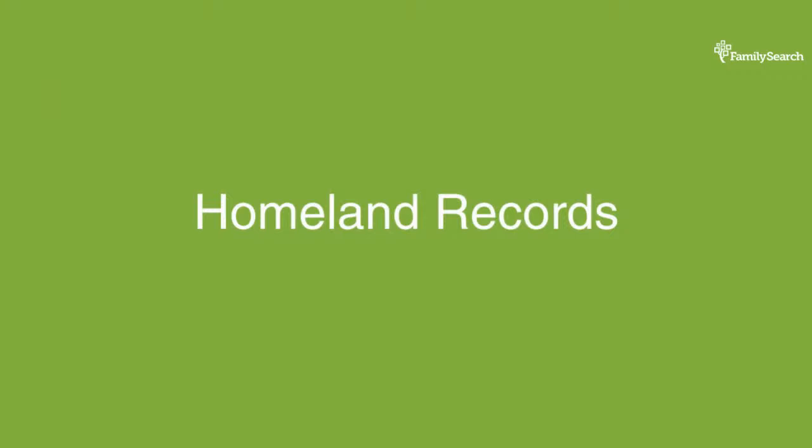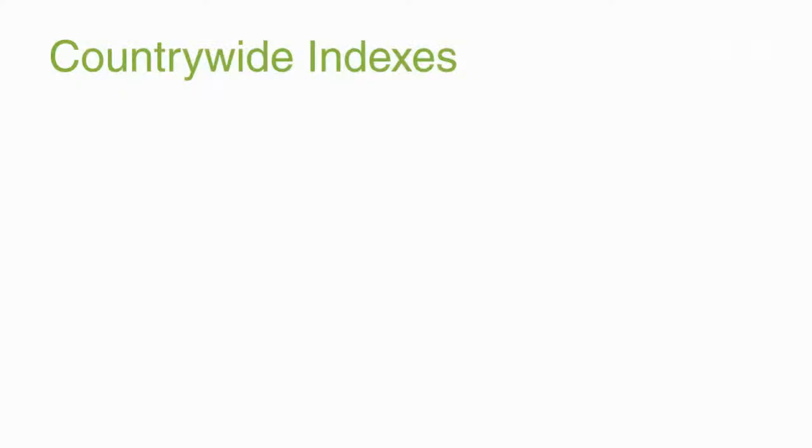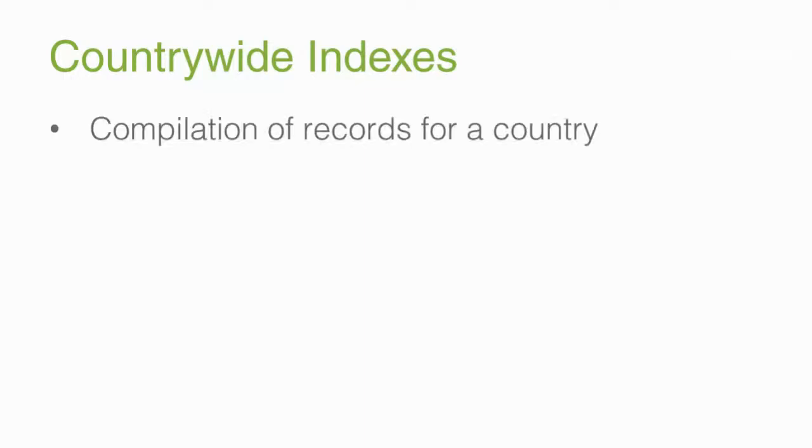So next I want to just touch on some homeland records. We're not going to go into a lot of depth here because you want to take the country where your ancestor came from and go learn about how people immigrated from that specific country. But here we're talking more about the US. Just keep in mind there are a few countrywide indexes, but there are not a lot, meaning somebody brought together a lot of records for that country.